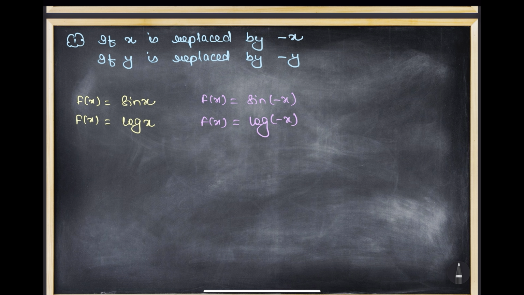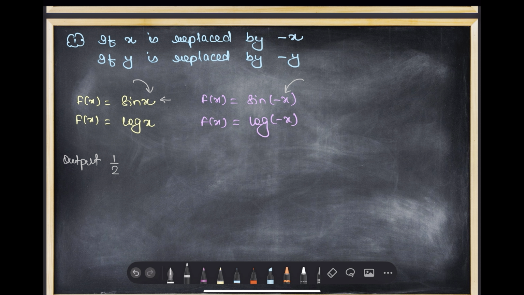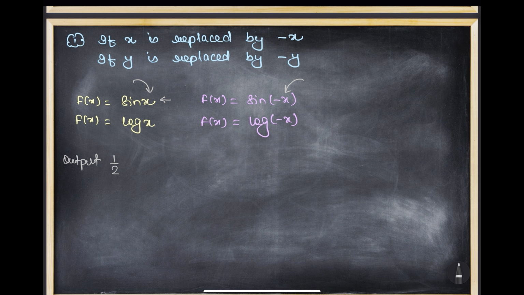According to me, the output which we get for this x, we will get the same output for the negative of the previous x. Suppose that we want to have output as 1 by 2. For that, what should the input be? The input x will be pi by 6, 30 degree.